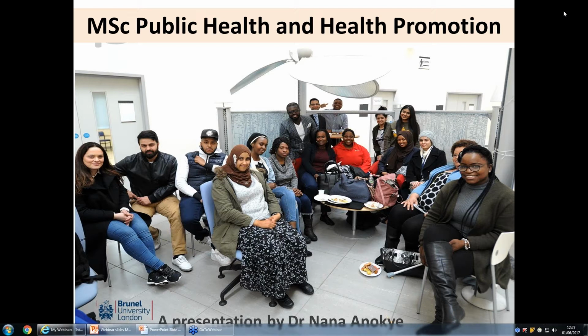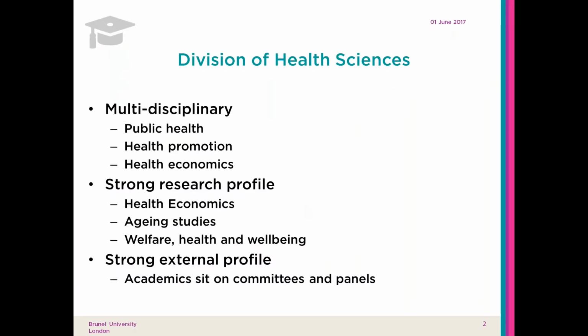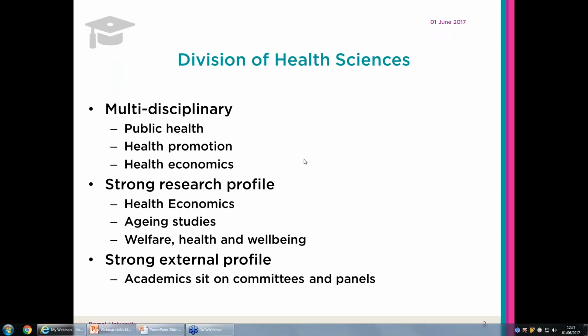The Masters in Public Health and Health Promotion sits in the Division of Health Sciences. The division is a multidisciplinary one made up of public health, health promotion, and health economics. And I'm glad to say that you'll be taught by lecturers who have got strong research profile with expertise in health economics, aging studies, welfare health, and well-being. And they also have a very strong external profile, with many of them sitting on funding bodies both around Europe and elsewhere, in Africa, Asia, Australia, and America.